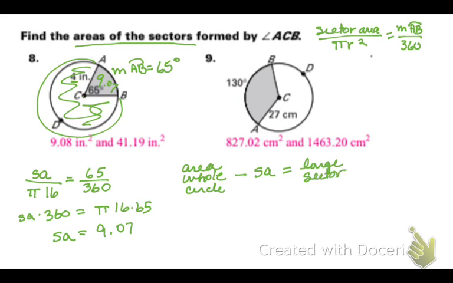Okay, so what's the area of the whole circle? Well, that's easy. That's pi times r squared, which is 16 pi. And then we're going to subtract 9.07, and we come up with our answer. So 16 pi minus 9.07, if you do the math, comes up to 41.17. So that's really pretty easy. I'm going to leave this other one. Number 9 is done the exact same way. So I want you guys to go ahead and do it because I'm already running really long on this video. If you have questions, you can always ask.